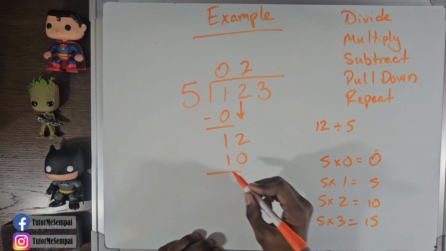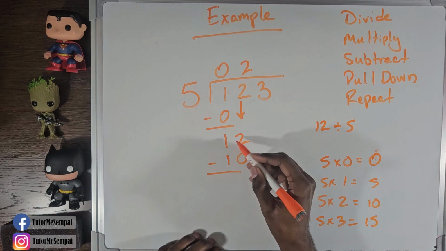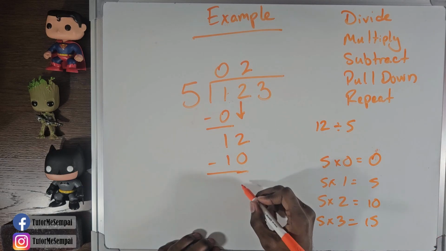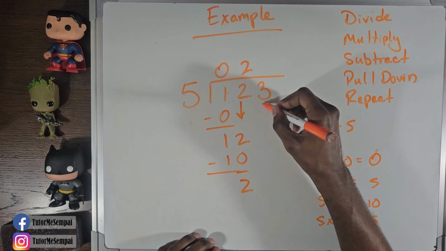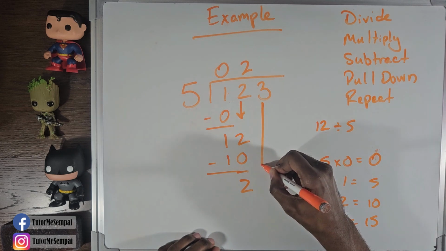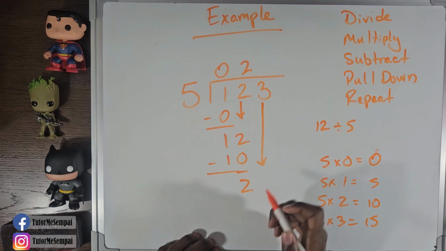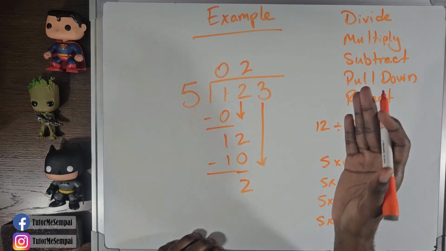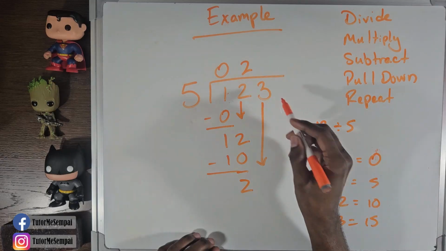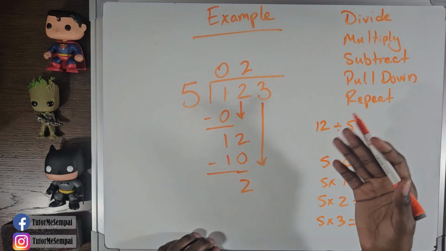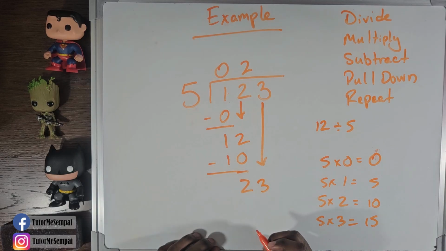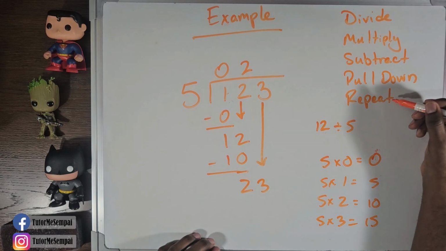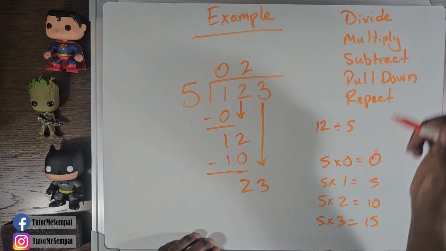Next, we subtract, just like we did before. 12 minus 10 gives you 2. Then we're going to pull down the 3. We're going to, once again, keep pulling down the next number. If there were more numbers, we would continue this process and keep pulling down as needed. So this is going to be 23. And since we're not done, let's repeat.